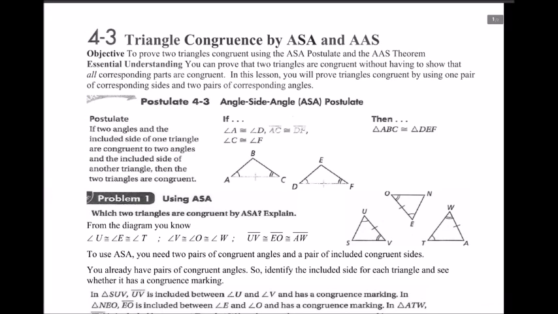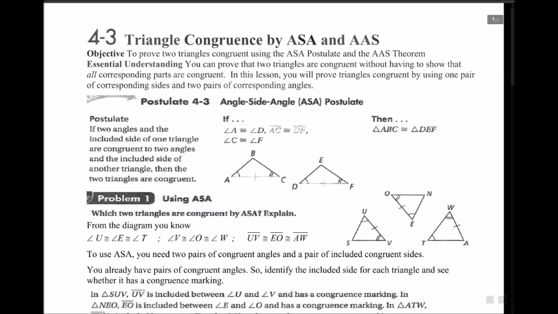4.3, Triangle Congruence by ASA and AAS. Last time we got our first two triangle congruence, well, they were postulates. And this time we're going to get a postulate and a theorem. Remember, I promised you there were 5. We are now up to 4.